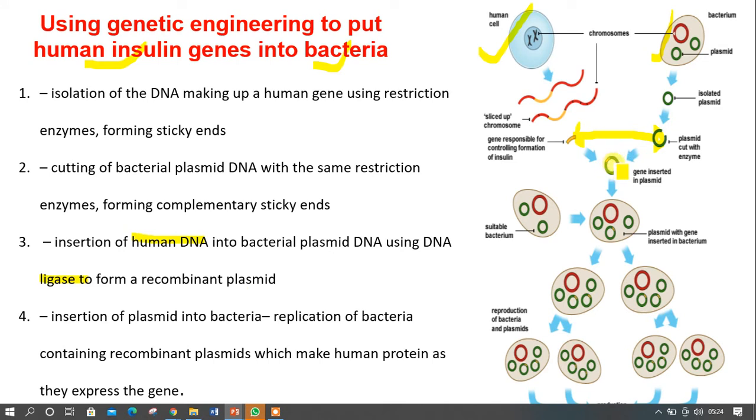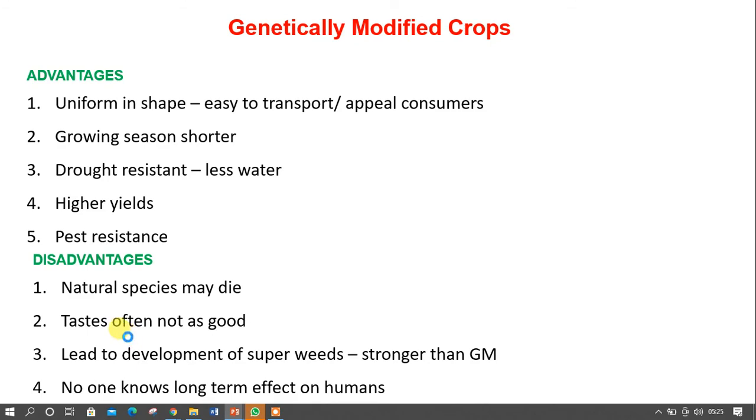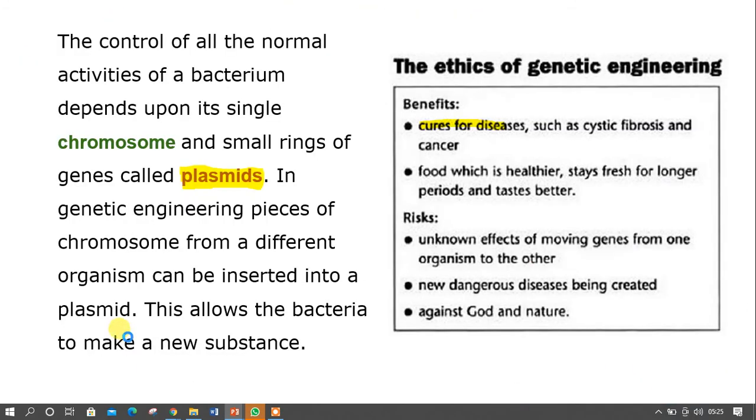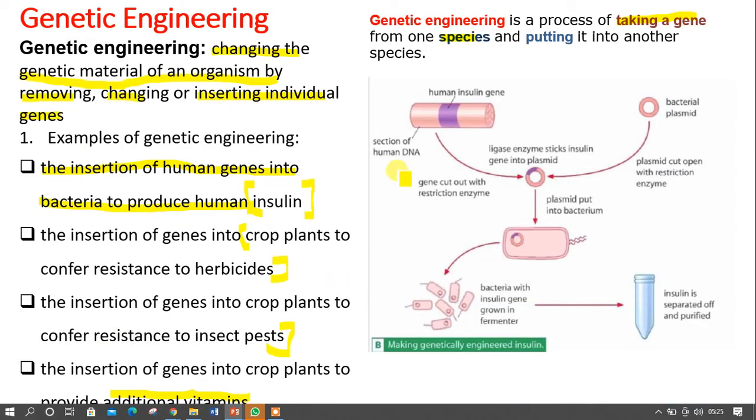Now, insertion of the human DNA into bacterial plasmid DNA using ligase enzyme to form recombinant plasmids. These are recombinant plasmids that are now formed. So, insertion of the plasmid back into the bacteria. This recombinant plasmid is now inserted back into the bacteria. So, replication of bacteria containing recombinant plasmid, which makes human protein as they express the gene. Once it reproduces in a higher quantity, it can now be isolated and used in the process.